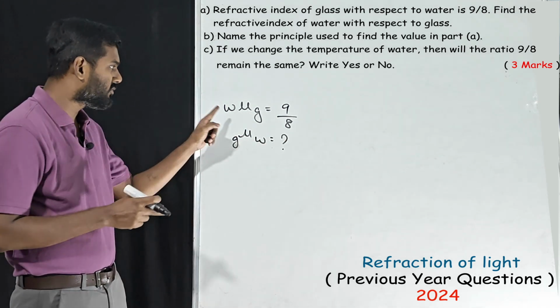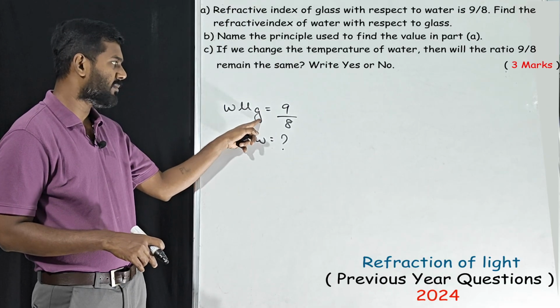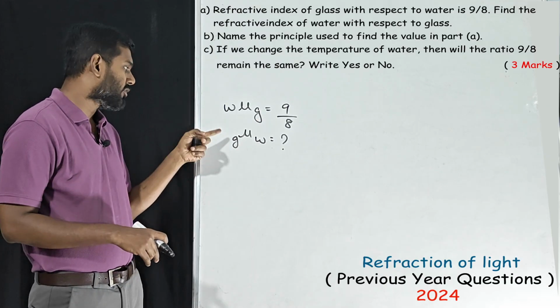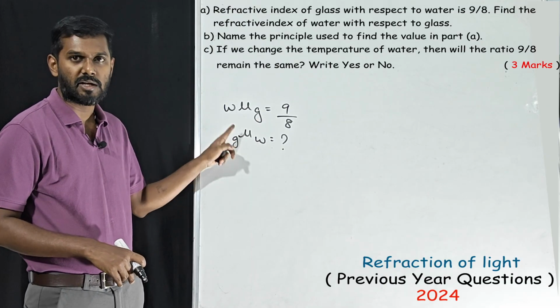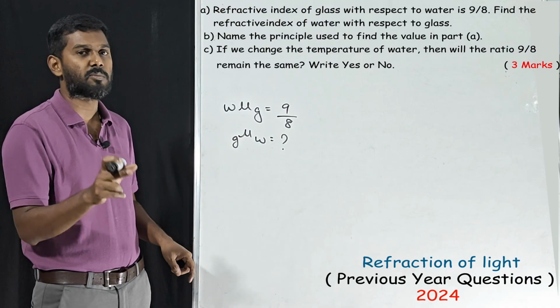We know in one of the questions we have learned this one. From first medium to second medium the light is entering. Now from the second medium to first medium light is entering. So this is about the principle of reversibility. Keep this in mind.